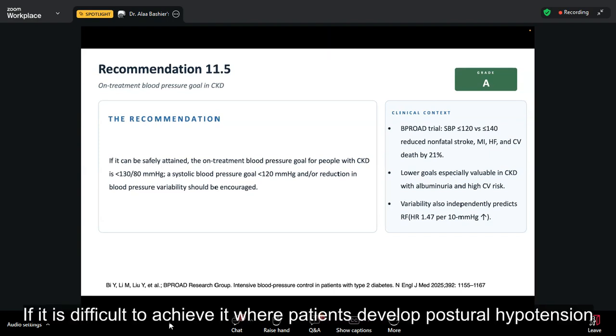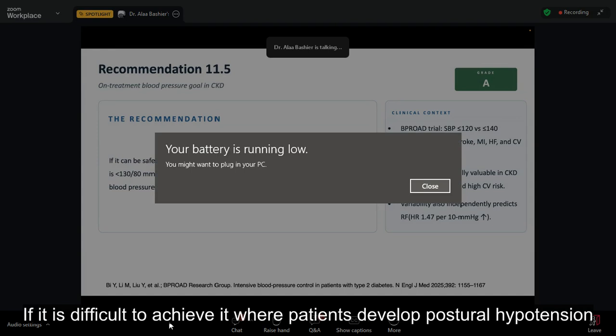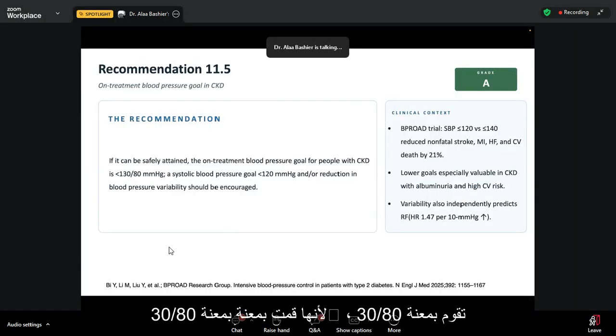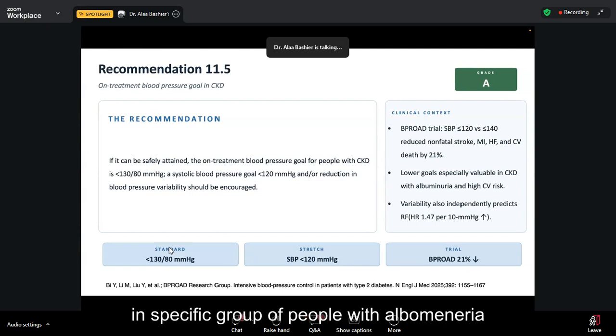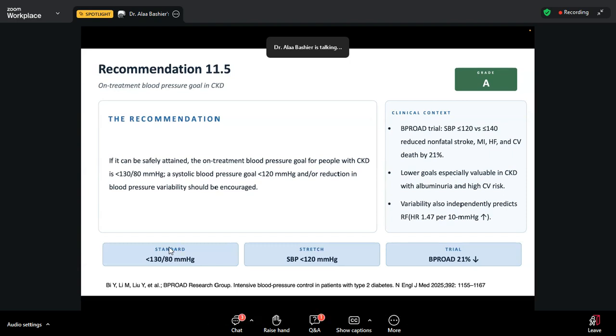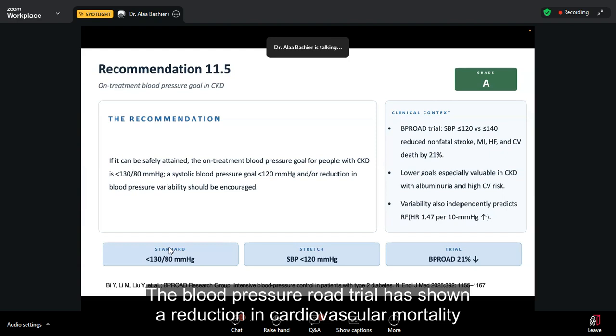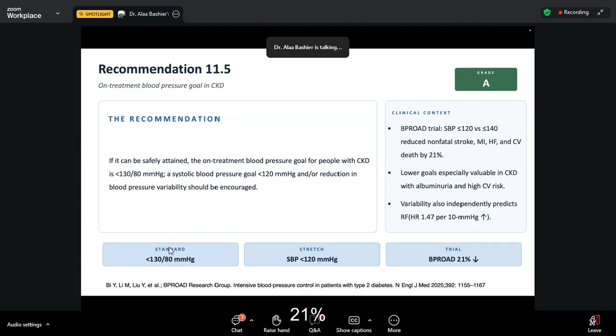But if it is difficult to achieve it, where patients develop postural hypotension, then you can go for 130 over 80. So the recommendation is standard for all patients, a blood pressure less than 130 over 80. And the stretch in a specific group of people with albuminuria and high cardiovascular risk is to go for less than 120 millimeters of mercury, basically because the blood pressure ROAD trial has shown a reduction in cardiovascular mortality by 21%.